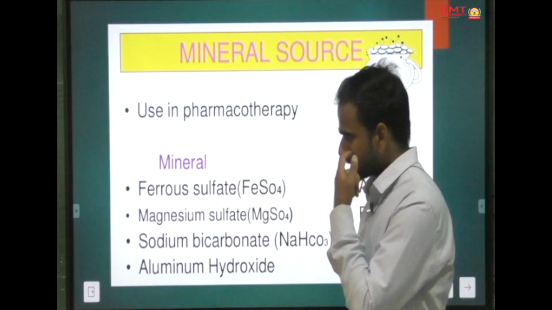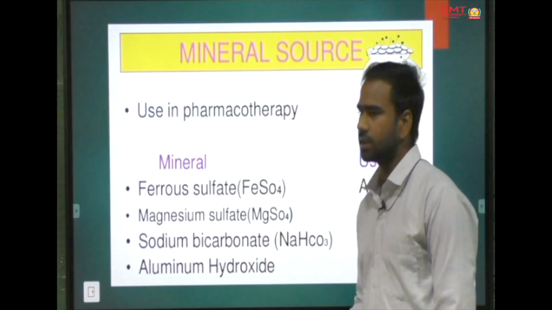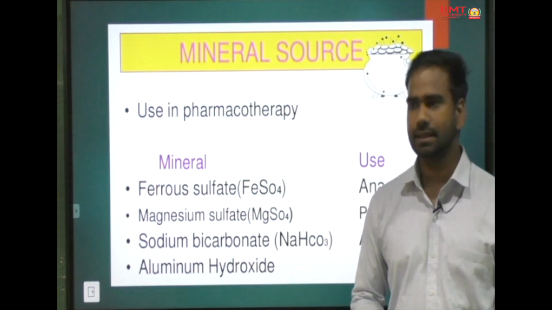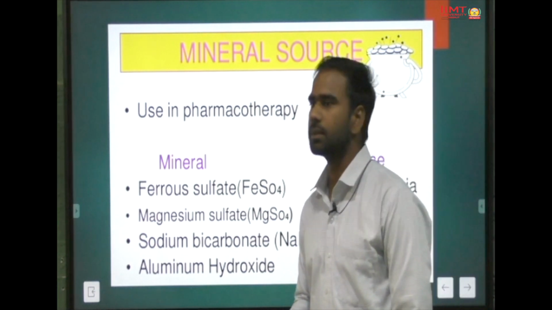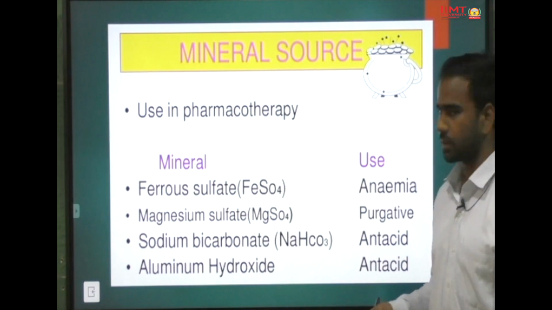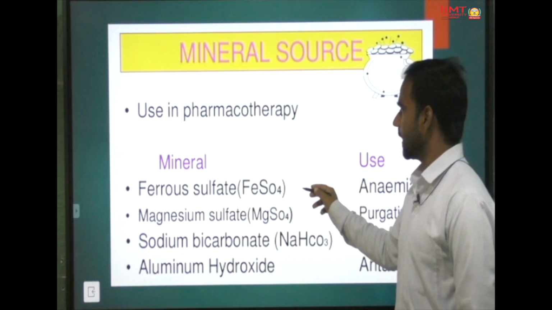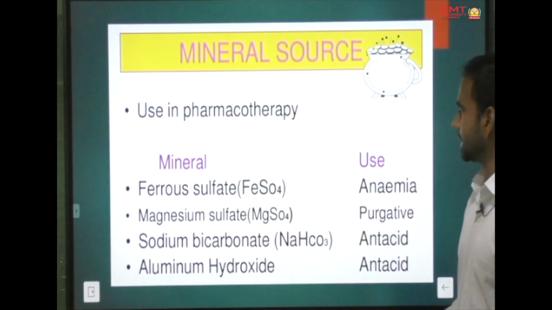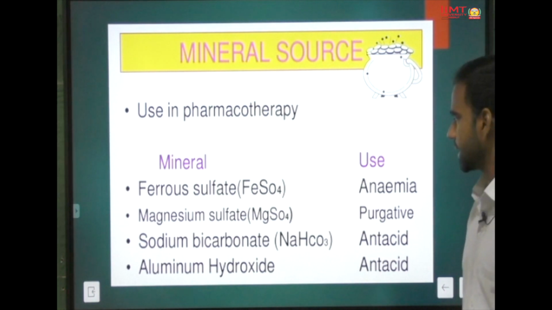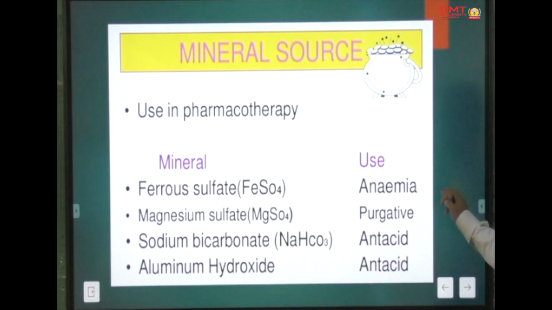The last resource of drugs is minerals, which are used in many pathophysiological states for the treatment of several ailments in your body. For example, anemia is treated with ferrous sulfate. Magnesium sulfate and sodium bicarbonate are used for purgative or antacid properties. Aluminum hydroxide is also used for its antacid properties.